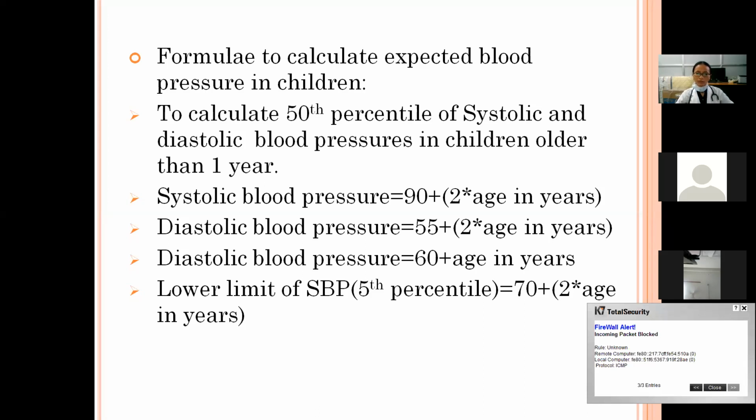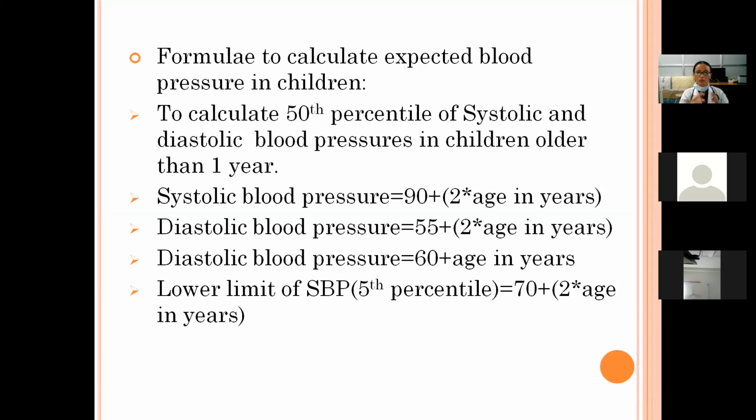The lower limit of systolic blood pressure, the 5th centile, beyond which you become more aware of the hypotension that you have to treat, is given as 70 plus 2 into age in years. 70 plus 2 into age in years will give you the lower limit of systolic blood pressure, beyond which you have to intervene for the hypotension.